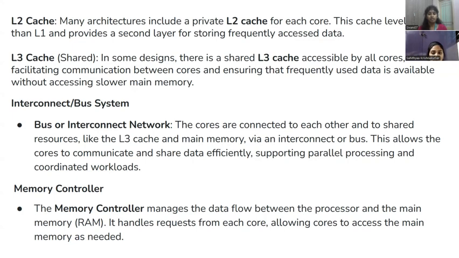And then we have the memory controller. The memory controller is a crucial component that manages the flow of data between the processor and the main memory. Here the main memory is the RAM. So when any of the cores need to fetch data from or store data to the main memory, the memory controller handles these requests and ensures that they are executed efficiently.